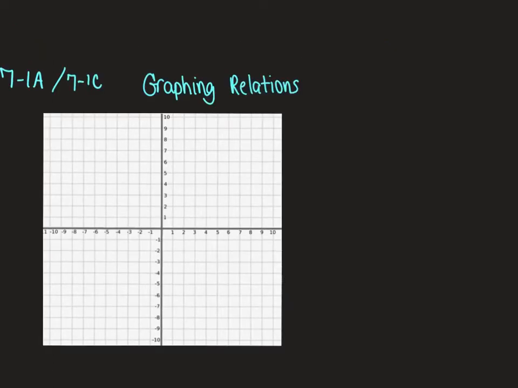Today's video is Chapter 7, Lesson 1A and 1C. We're going to graph relations in 1A. This lesson has a lot of vocabulary words. Our first vocabulary word is coordinate plane.